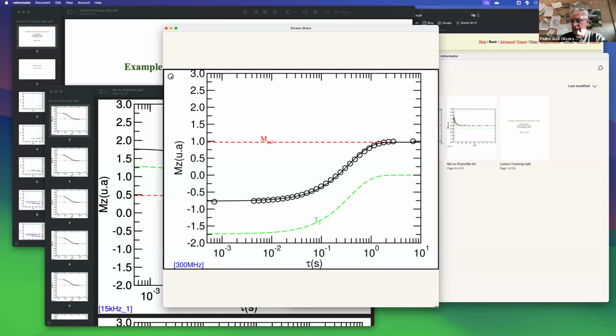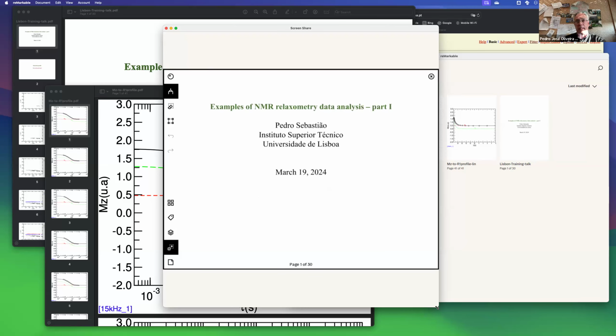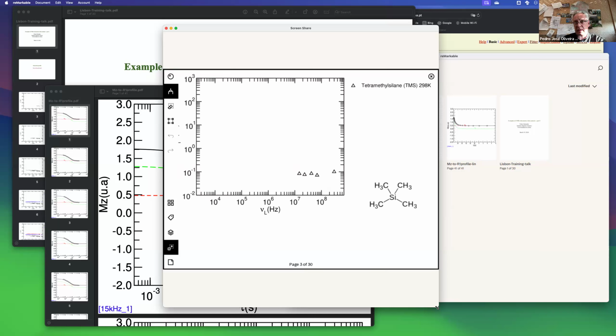Okay, so in this case, my highest frequency was 300 megahertz. So we have a profile, or we are able to follow how the magnetization decay evolves with frequency, and that now brings us to the examples that I prepared for you. The profile I talked about already.